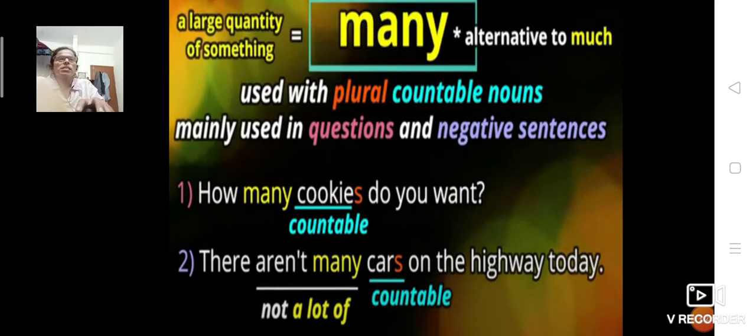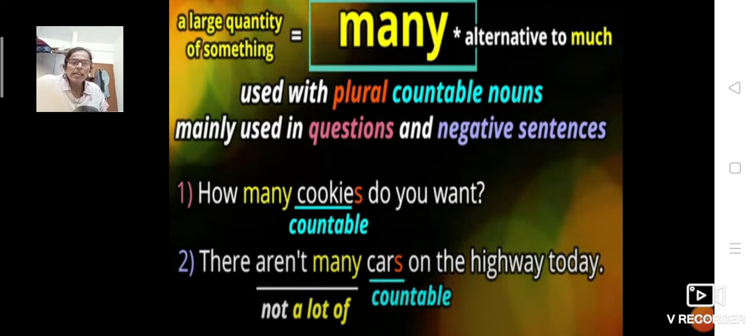So the next one is many. Many is just the opposite of much, because much is used for uncountable nouns, whereas many is used for countable nouns. But many indicates a large quantity, right? A large quantity of something, or an alternative to much. Used with plural countable nouns, mainly in questions and negative sentences only, children. Keep that in your mind, okay?